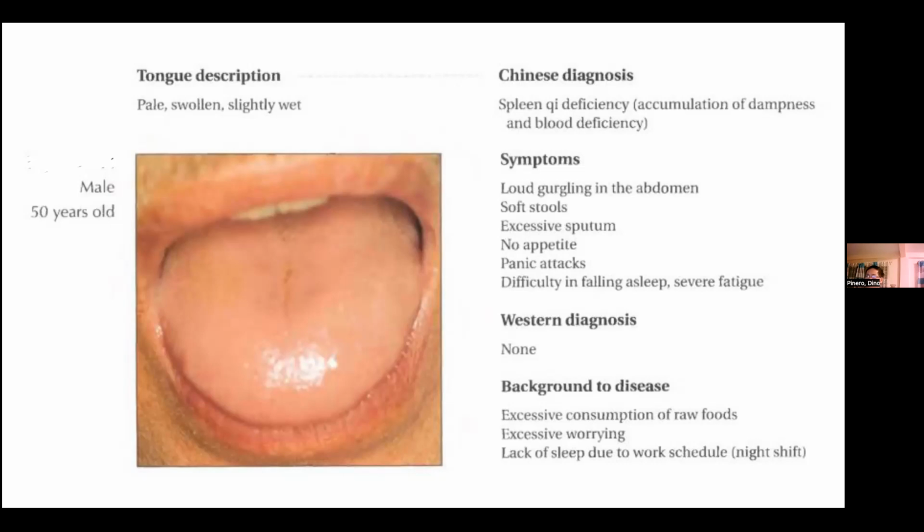Ang symptoms is loud gurgling in the abdomen. There is soft stools, excessive sputum, no appetite, panic attacks, difficulty in falling asleep, and severe fatigue. So Western diagnosis, there is none. Background to disease, excessive consumption of raw foods, excessive worrying, there is lack of sleep due to work schedule, yung nagna-night shift siya. Okay po.